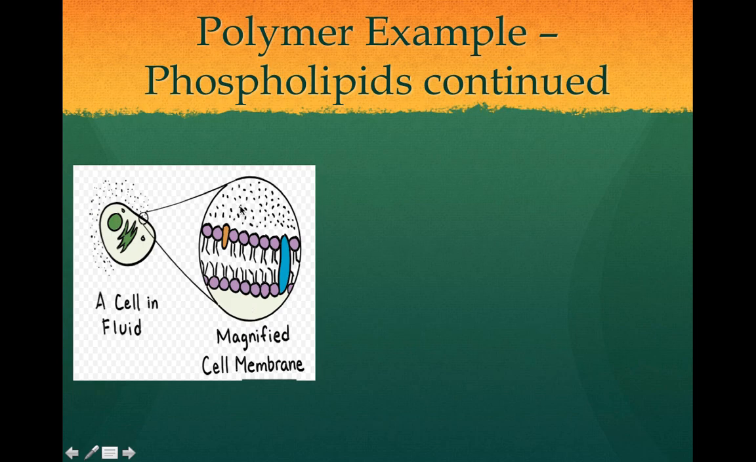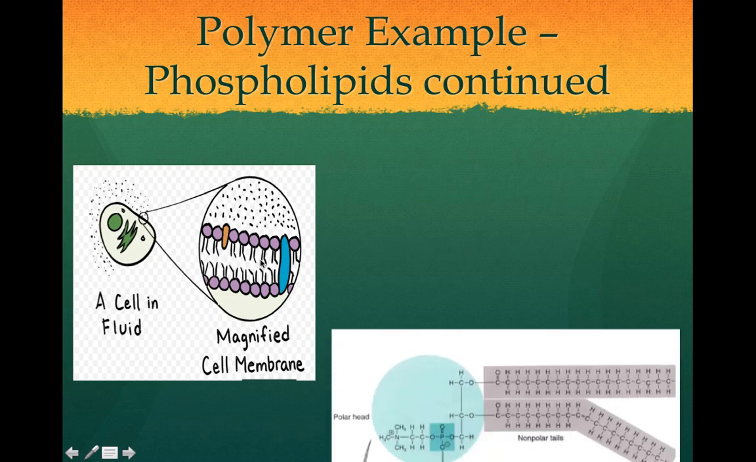It's because you're made of water. So outside the cell, you have tons of water, and inside the cell, you have tons of water. So the heads are going to point toward the water. The tails are going to point, because they're nonpolar and hydrophobic, they're going to point internally in this kind of little safe space right here where you're not going to find a lot of water.